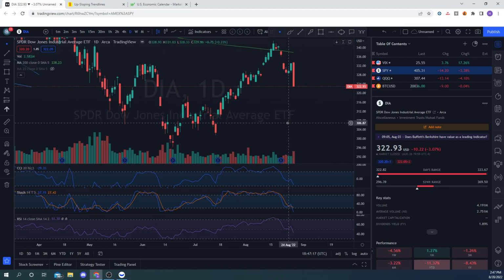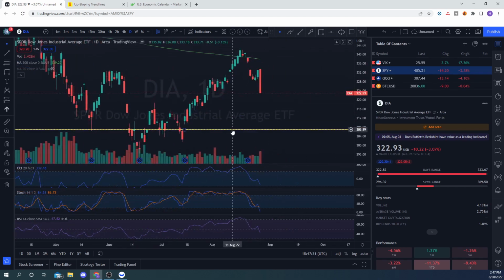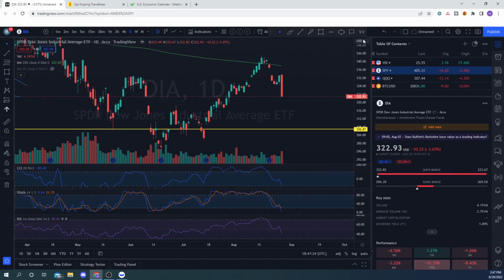But yeah, DIA actually also has this gap fill right here. That's a target for DIA. Yeah, that's actually the only target we're going to be putting on the board for DIA.